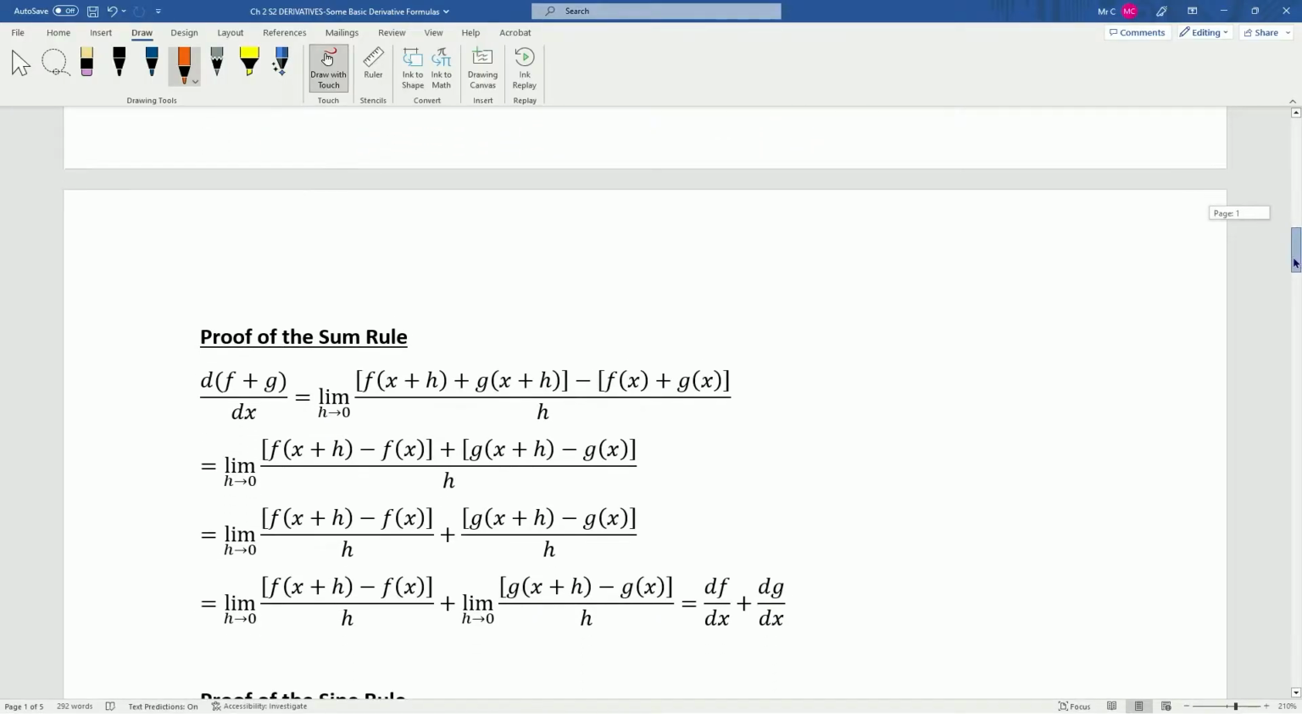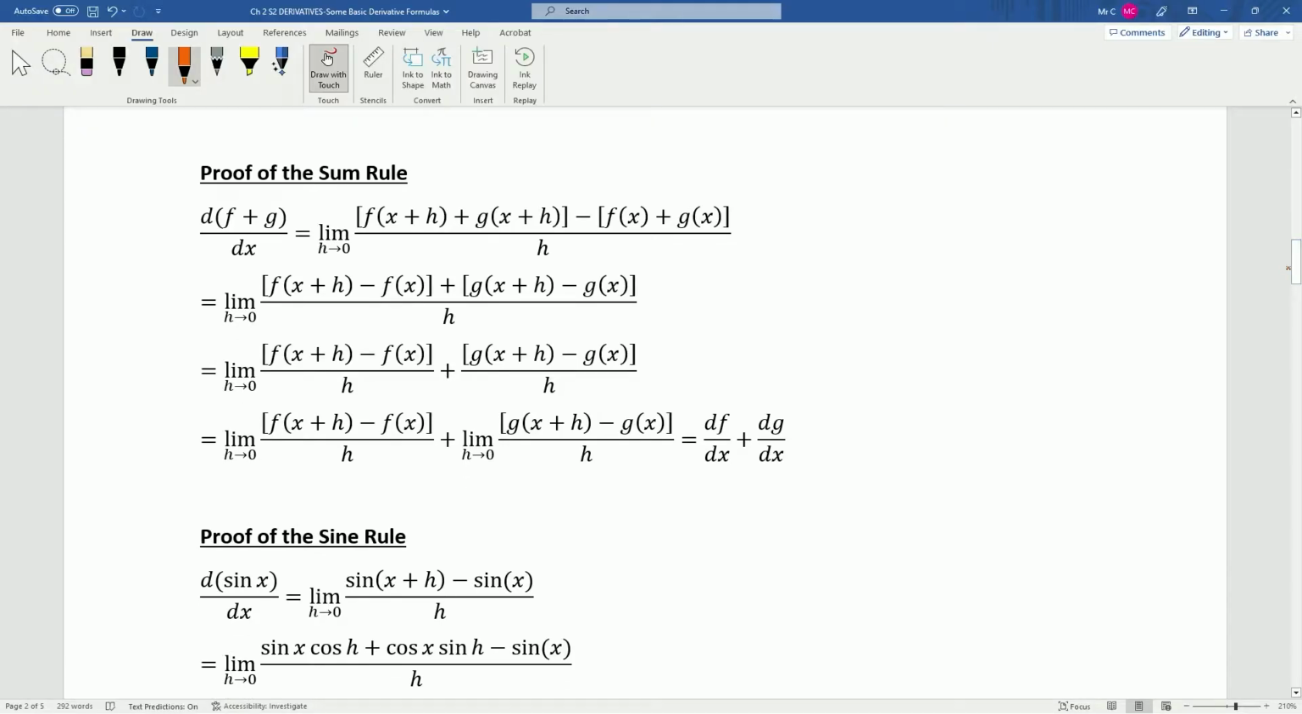Okay, so let's move on. We'll take a look at the proof of the sum rule. So this is the derivative of f plus g with respect to x. So here, when I plug this into my definition, I just get f of x plus h plus g of x plus h minus f of x plus g of x over h.